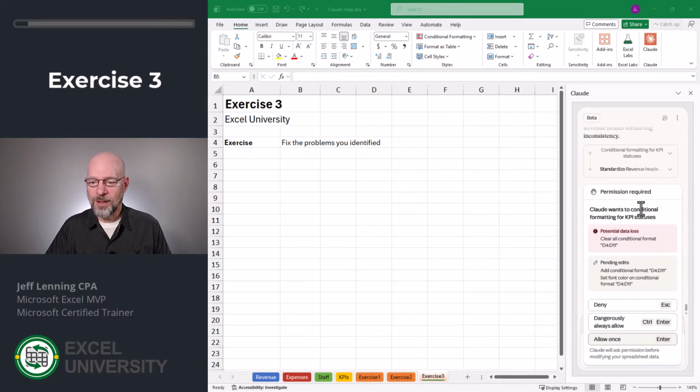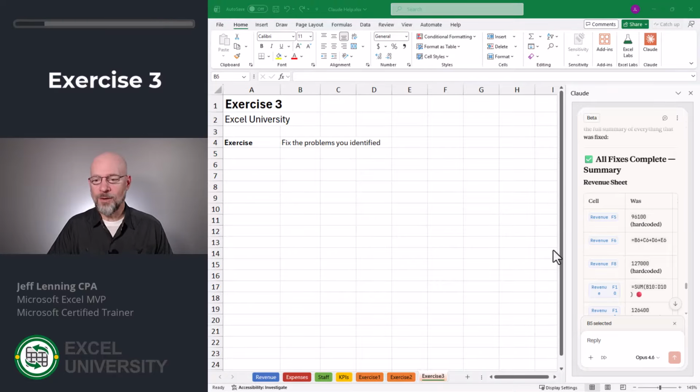Permission required. Claude wants to use conditional formatting for KPI statuses. Potential data loss. Clear all conditional formats. So then I can say deny it, I can say always allow, or I can say allow once. So for now, I'm just going to say allow once. All right, and I'll speed this up. Okay, and it finished up.